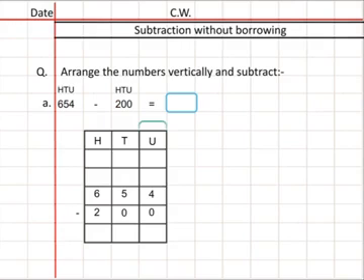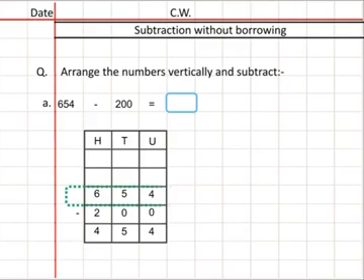Let's start by subtracting the numbers in the units column. 4 minus 0 is equal to 4. Tens column. 5 minus 0 is equal to 5. Lastly, hundreds column. 6 minus 2 is equal to 4.